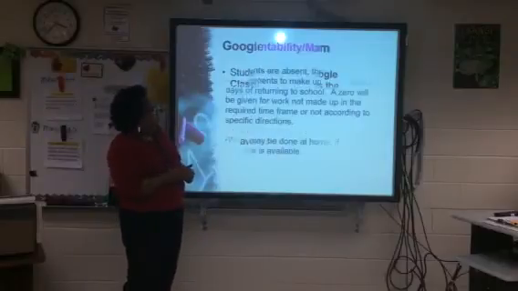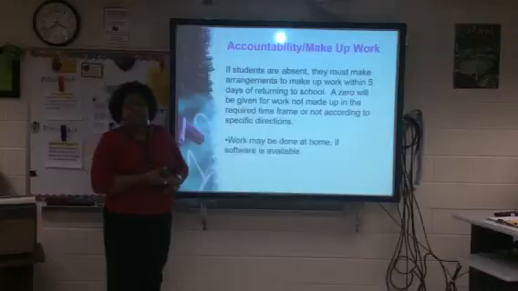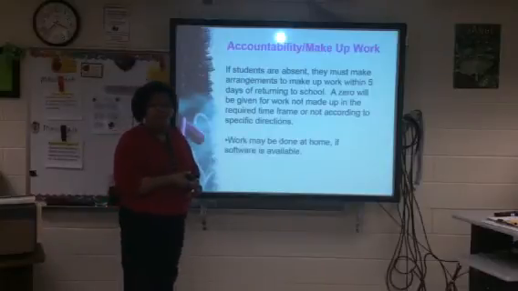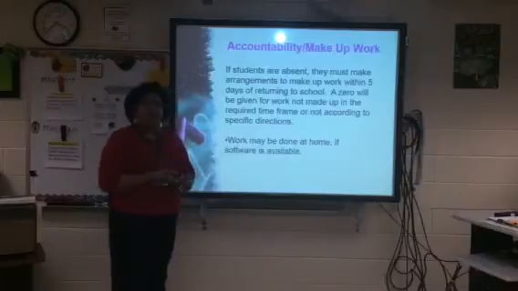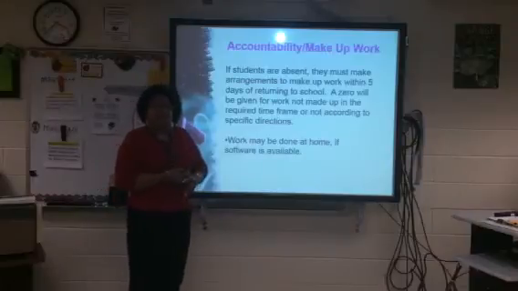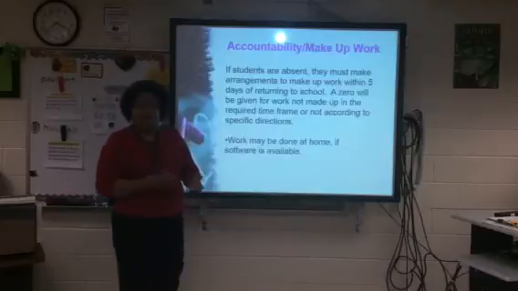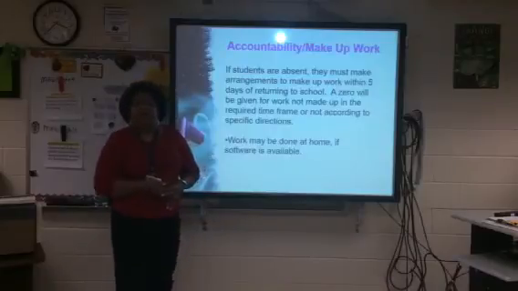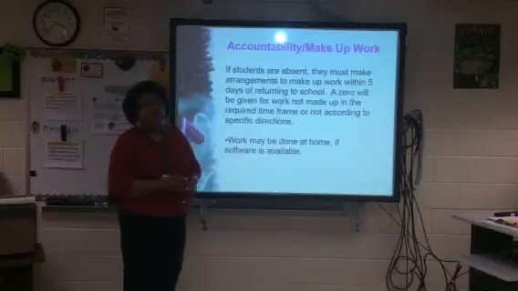For the most part, if a student is absent, they have 5 days to come back and make up the work, or make arrangements to make up the work. I'm pretty lenient on that. If the student cannot stay a particular day, we might work out another day. I know that the software may not be available at their home, so they need to stay after school to do the work. So we usually are able to work it out with no problem.